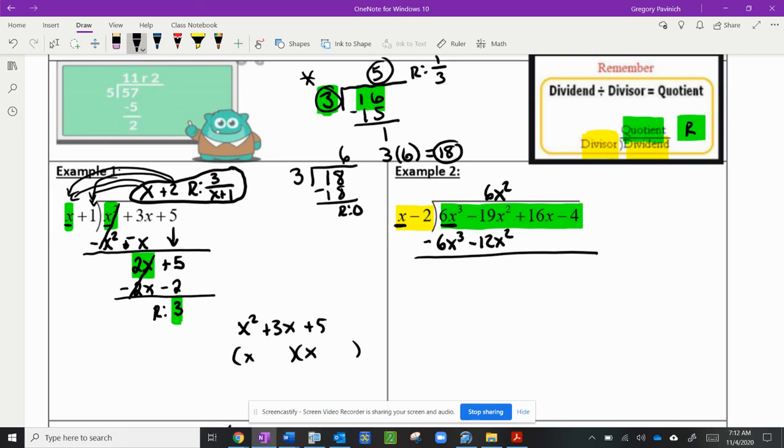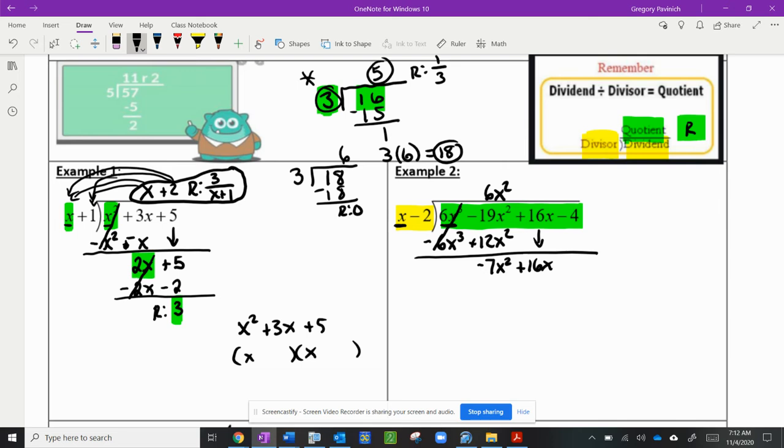Then I'm going to distribute my negative through. I'm subtracting. With a binomial, you have to distribute to both terms, not just the first one. My leading terms right here should cancel out. And then I'm going to combine, get negative 7x squared. And I'm going to bring down my 16x. Some people like to bring down the -4. That's just up to you.